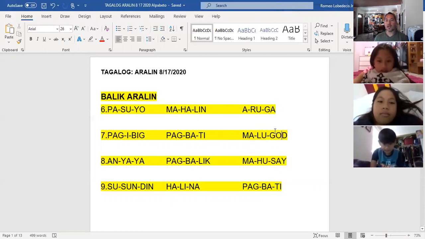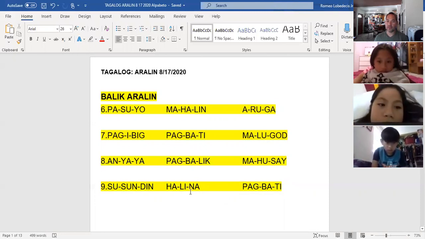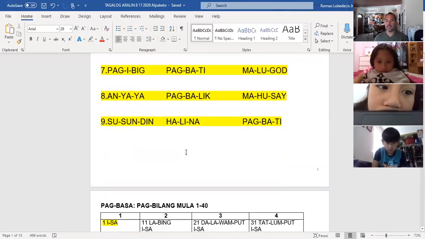Malugod, honor. Okay. Mahusay, smart, bright, intelligent, good, talented. Okay. Susundin, I will follow, meaning to follow. Halina means come together. Okay? So remember those words, you might encounter that again next time.